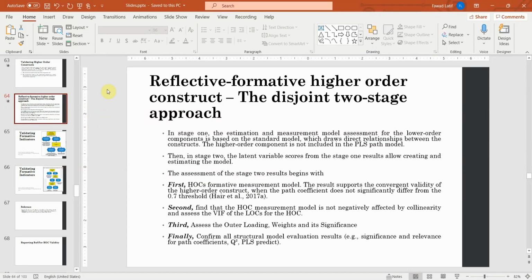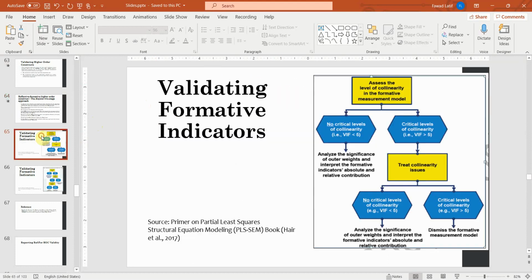In the last session, we focused on a reflective formative higher order construct and how to use the disjoint two-stage approach to validate the higher order construct. In this session, I'm going to discuss in detail how to report once your higher order reflective formative construct is validated. Link to the previous video is shared in the description. In this particular session, the focus is only on reporting your results.